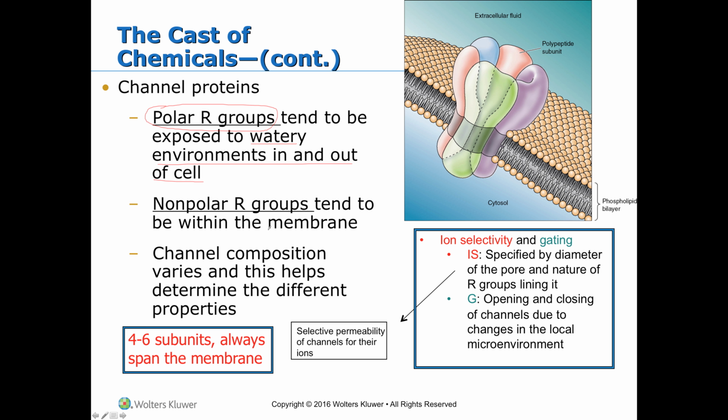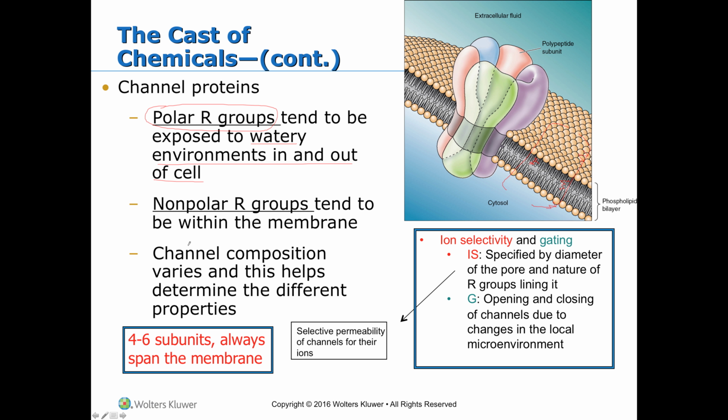Nonpolar R groups tend to be within the membrane. So right here, if we had a membrane channel, you would have more nonpolar R groups lining the inside, and then you would have more polar R groups on the outside. So channel composition varies between whatever kind of protein you're looking at. A sodium channel or a particular receptor for a particular neurotransmitter will vary based on its own composition, and this helps to determine the different properties.